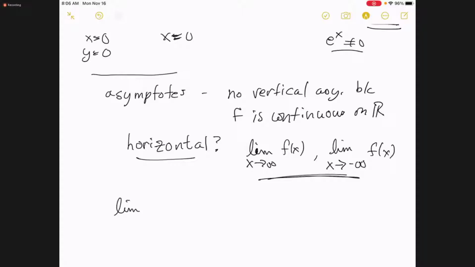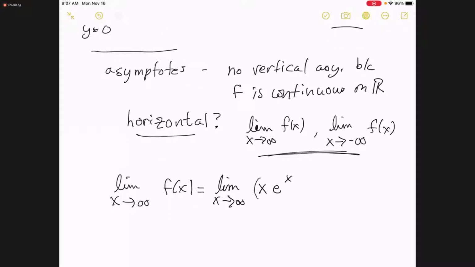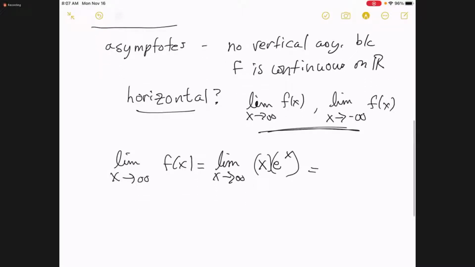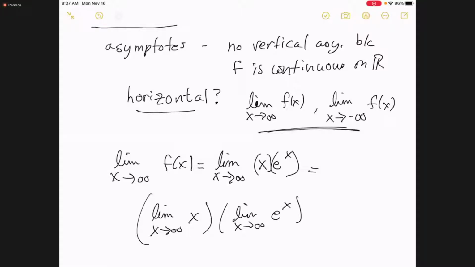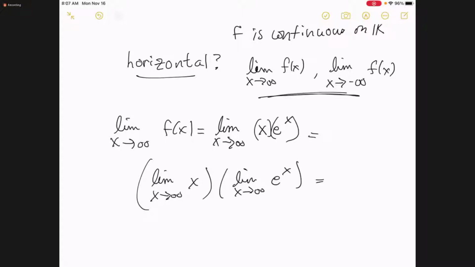All right, let's check the limit as x approaches infinity. That's the limit as x approaches infinity of x times e to the x. And, okay, that's a product of two functions. Now, we don't have any rules about how to integrate a product of two functions. But we do have rules that tell you about the limit of the product of two functions and also the derivative of a product of two functions. So, yeah, this is just going to be this and this. Now, of course, you could get an indeterminate form out of this, but it's not going to happen here because the limit as x goes to infinity of x is infinity.